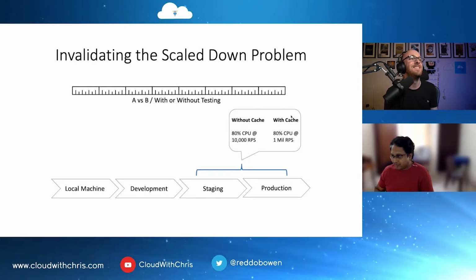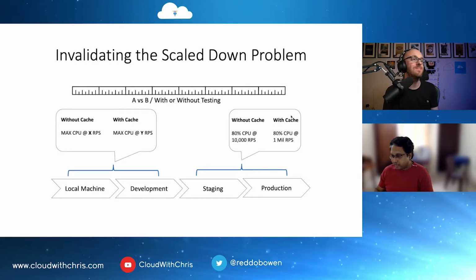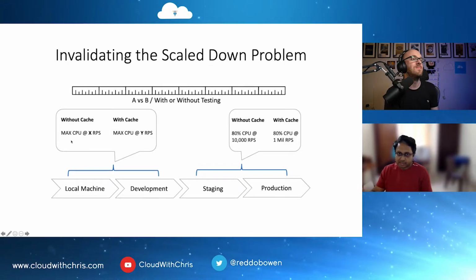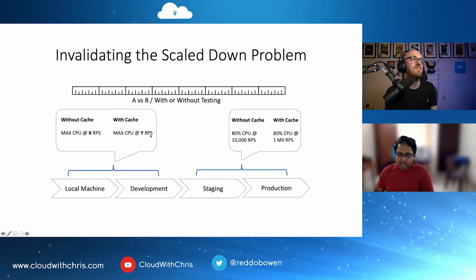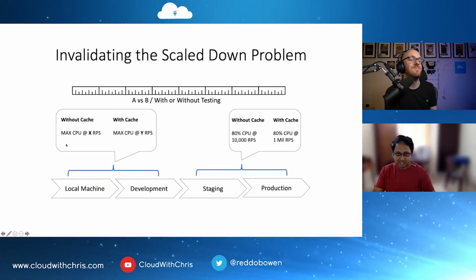But what can I do? So let's say on my local laptop, I hit a certain X RPS, requests per second, at a certain max CPU. So any number, 60%, 70%. And with the cache, when I introduce the cache, I hit a Y RPS. And again, I just make sure that the CPU level is the same as what I did on my previous run. It's an apple-to-apple comparison on my local machine.